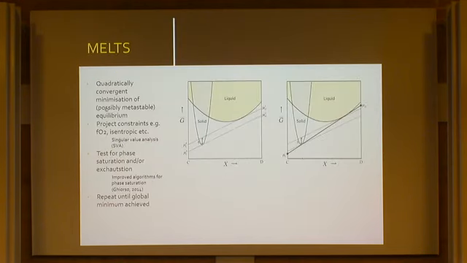Okay. MELTS performs this quadratically convergent minimization of a possibly metastable equilibrium. It projects constraints, as I just said, things like bulk composition, oxygen fugacity, chemical potential of oxygen actually, total entropy if it's an isentropic calculation, for example, using singular value analysis. After it's found a minimum, it then tests for phase saturation and exhaustion.